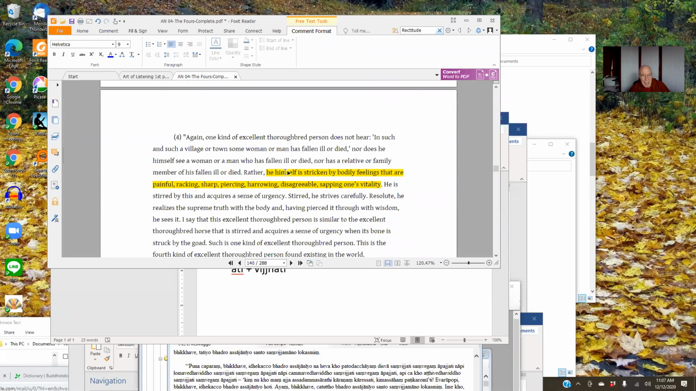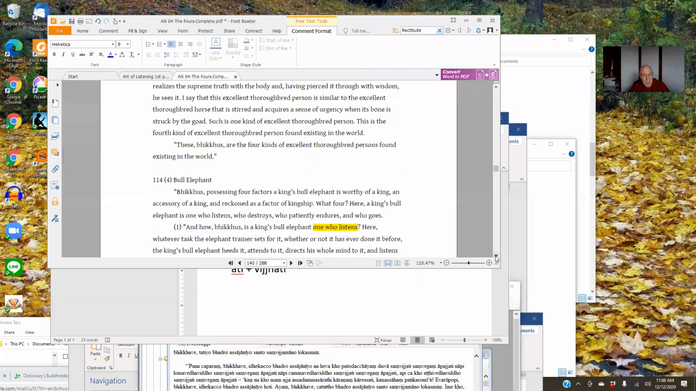And then the fourth case, that you yourself get stricken by these painful bodily feelings. You fall ill, or you get injured, and you experience extremely painful bodily feelings, which are racking, sharp, piercing, disagreeable, taking one's vitality away. Then that induces that sense of urgency. And so when you recover and regain your strength, then you strive and penetrate the supreme truth. So those are the four kinds of people like thoroughbred horses.